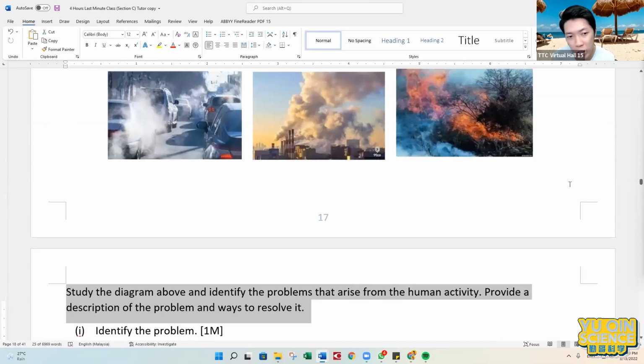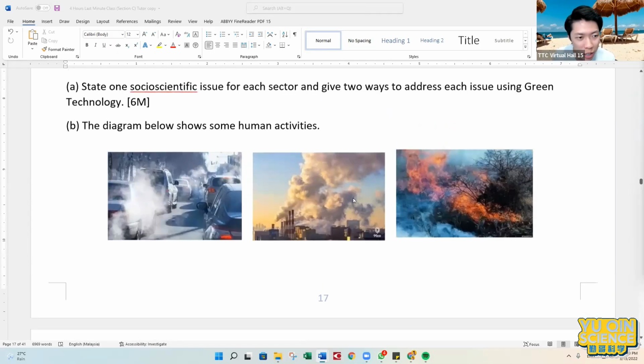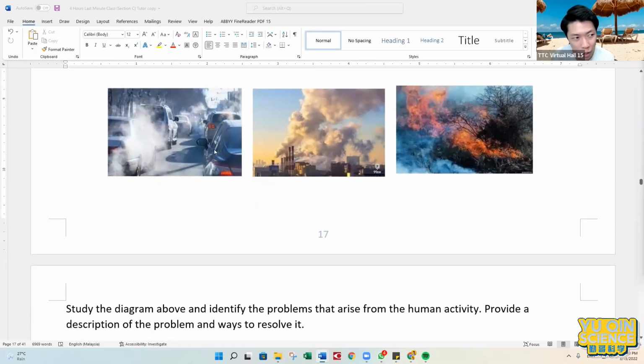Question cannot. So the clue is in the picture. Okay, the clue is in the picture. So the problem is here. Do you all realize the picture? Okay, your picture maybe not so clear. You look at my picture. This is what? Car lah. Car exhaust gas. This is what? Factory lah, also gas. Forest fire.